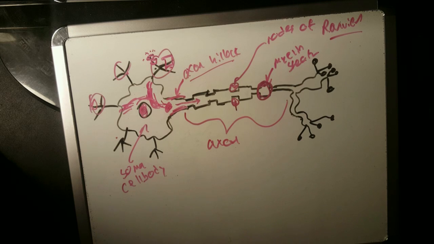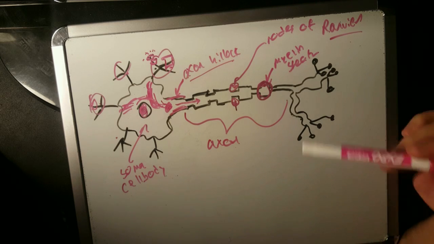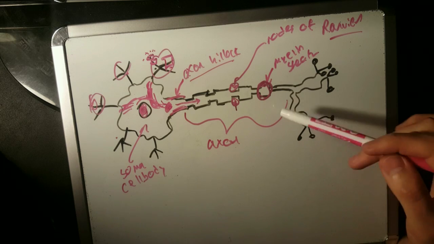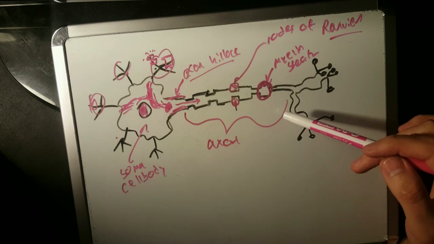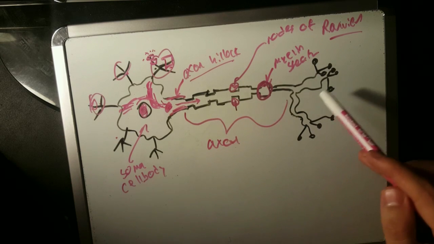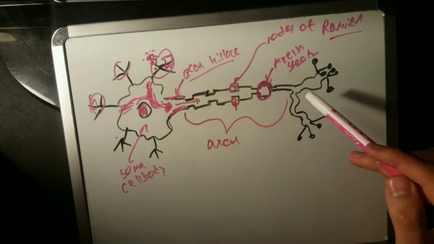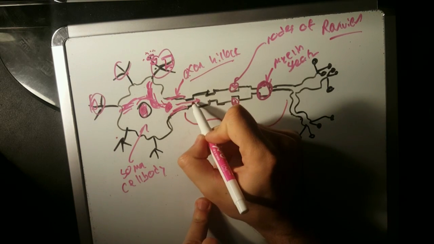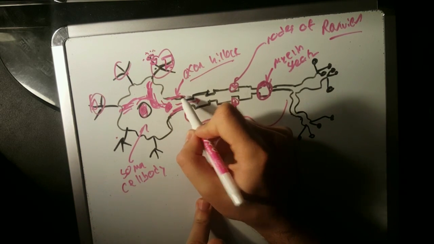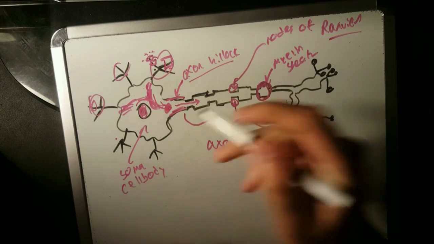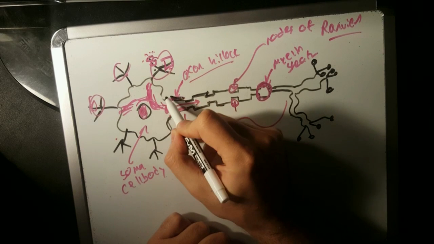But just to know what it is, just know that the nodes are where voltage gated sodium channels are found, and they allow for the action potential to keep moving forward, okay? So you can think of it like this. An action potential signal will come, right? I'm going to do it in black, actually. There's a lot of pink here. So it'll come from all this, right?